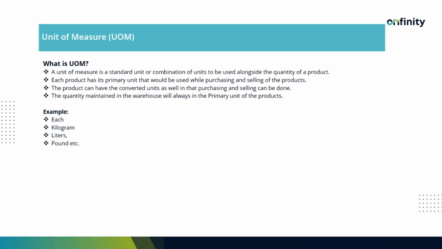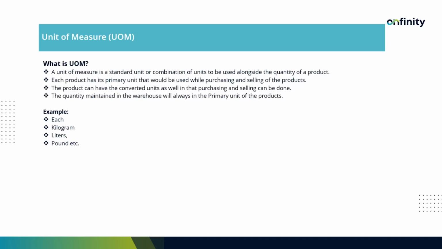Before we go into the system, let's first understand what a unit of measure is. A unit of measure, or UOM, is the actual unit products are measured in. It can be used as defined on the product header, specifically on the product detail tab, or converted as needed for a transaction. A unit of measure is a standard unit or combination of units used with a product's quantity.